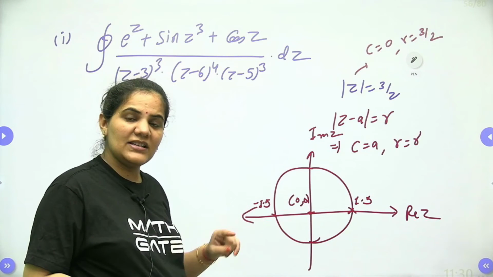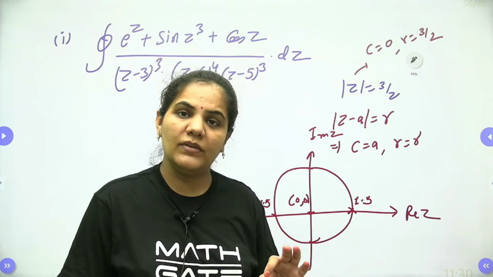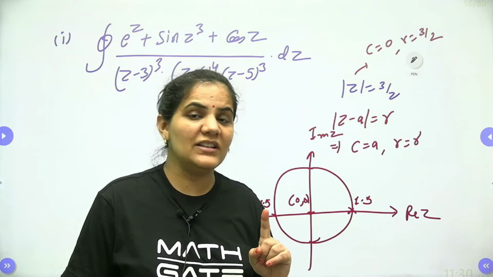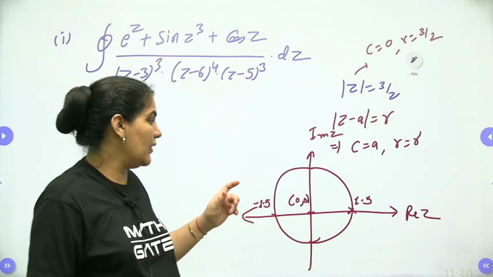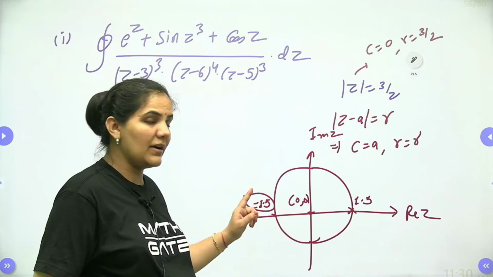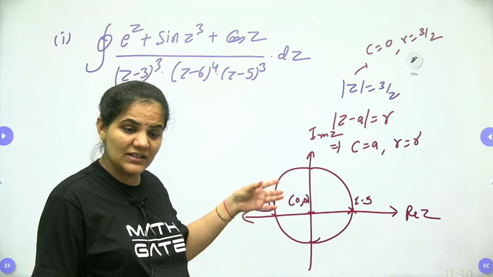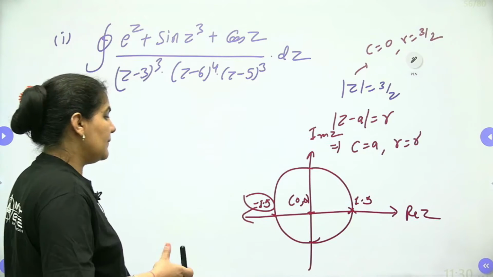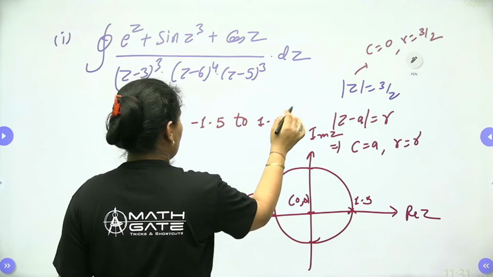As I already told you in the last lecture, whenever you draw the closed contour, always see one very important thing, that is the range or the interval, where your circle can lie. Here you can see it starts from minus 1.5 and ends at 1.5 on the real axis. I am talking about the real axis because all the points here are real. So the range will be minus 1.5 to plus 1.5 only.